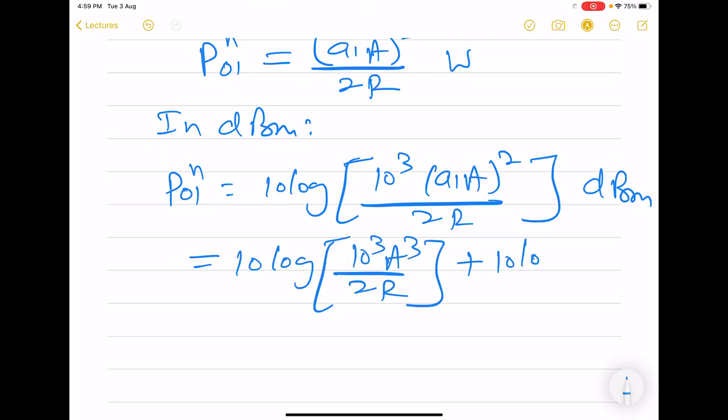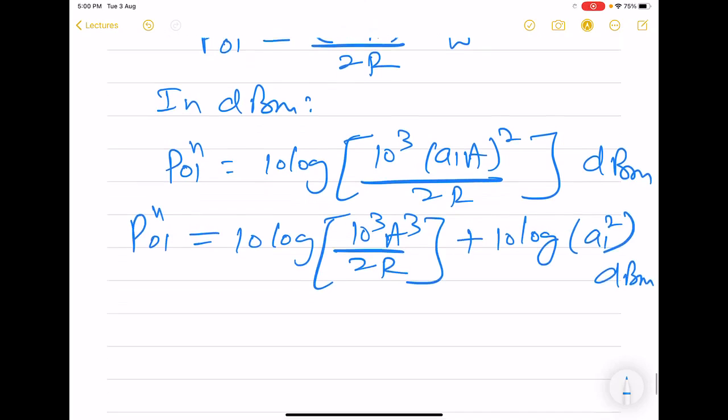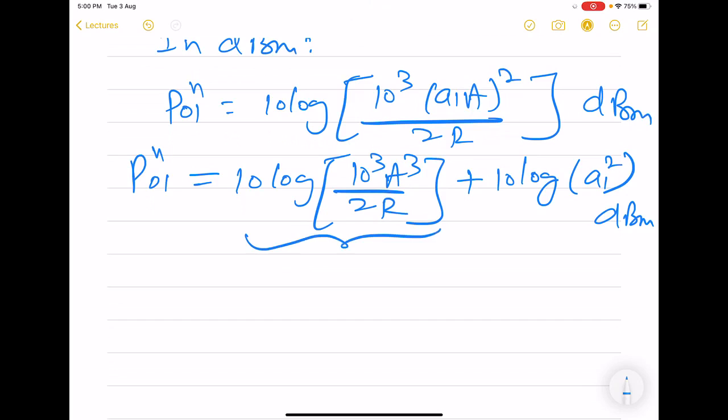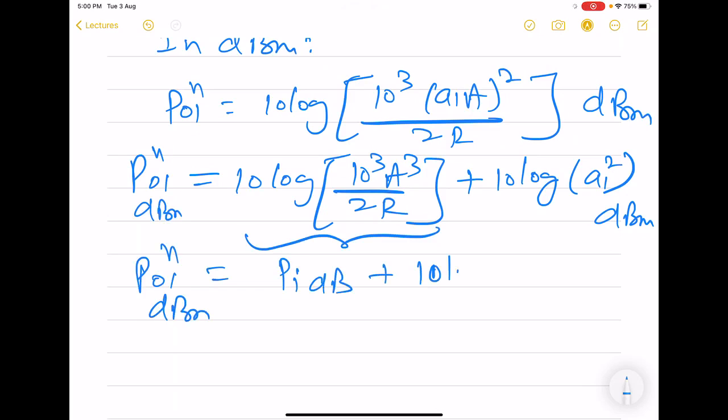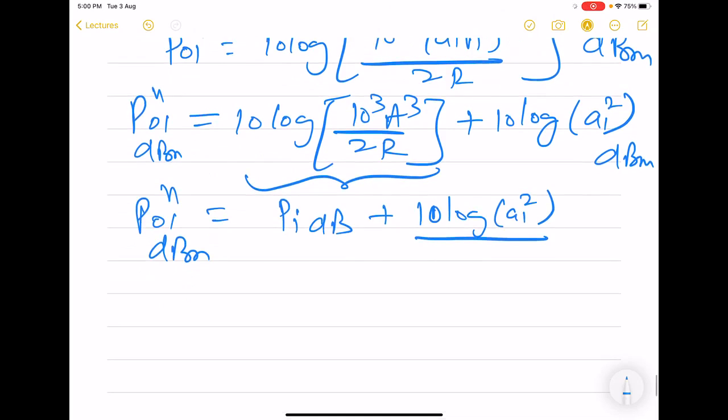plus 10 log a1 square. So here this is input power in dBm. So plus 10 log a1 square. This is constant. So we again have an equation like y is equal to x plus c1, where this is c1.